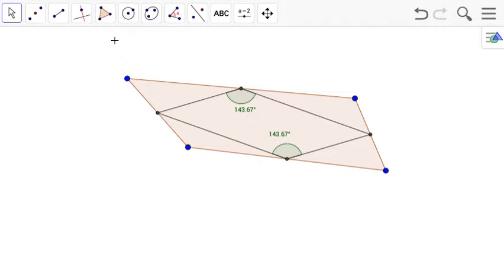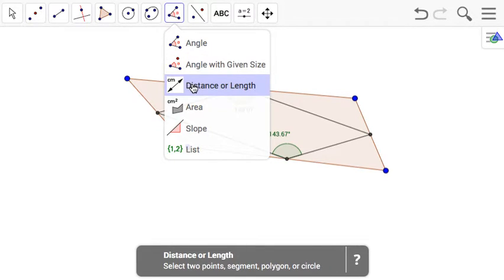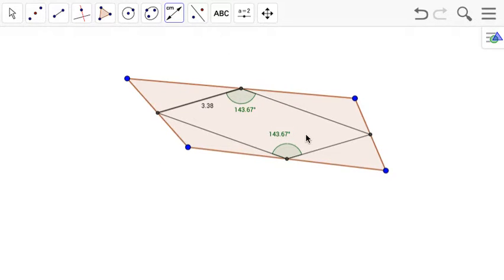If we wanted to measure sides, we could do that as well. I'll go to my measure tool and select distance or length. And I can measure the lengths of those sides and the lengths of those sides. And indeed we can see that opposite sides are equal.